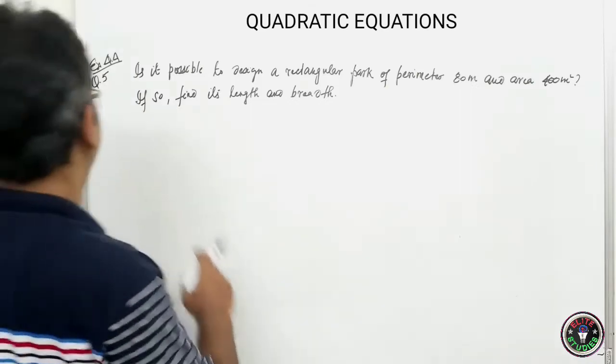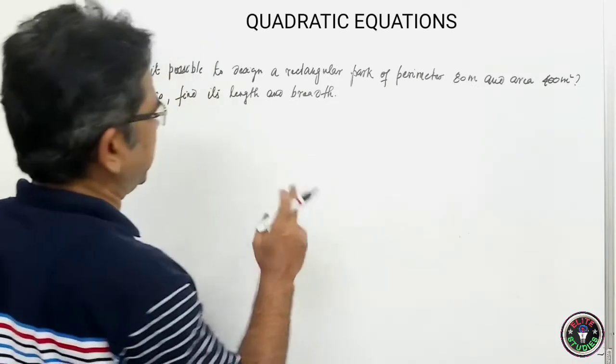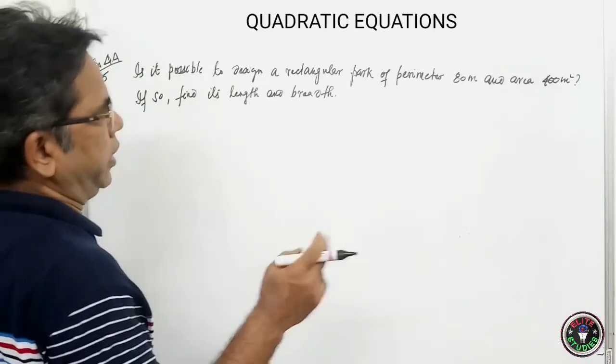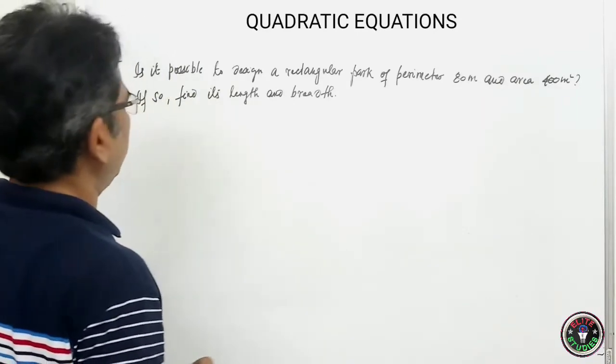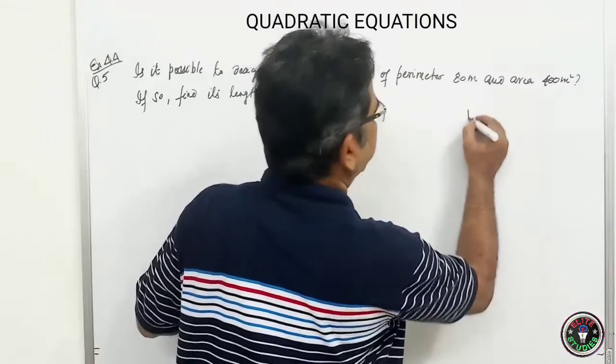Now let us do question number 5. Is it possible to design a rectangular park of perimeter 80 meter and area 400 meter square? If so, find its length and breadth. Let this be the rectangular park.